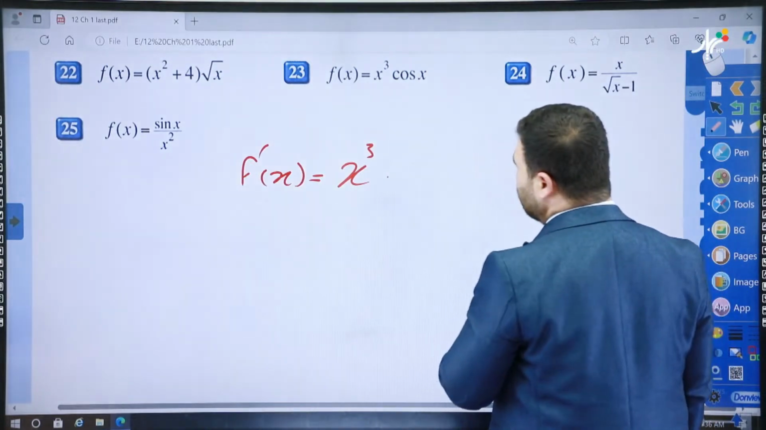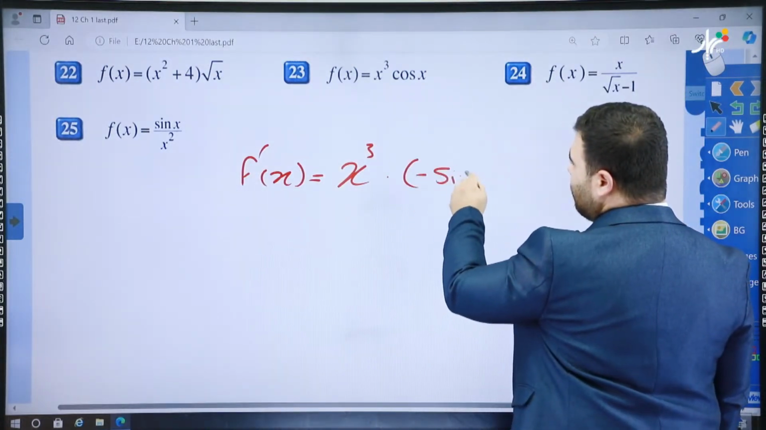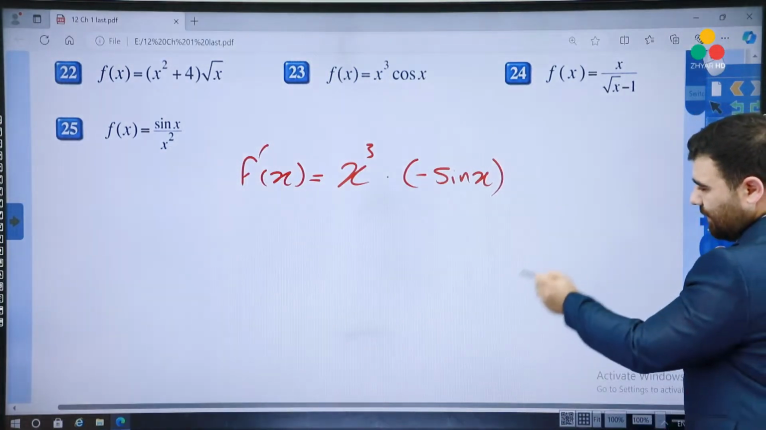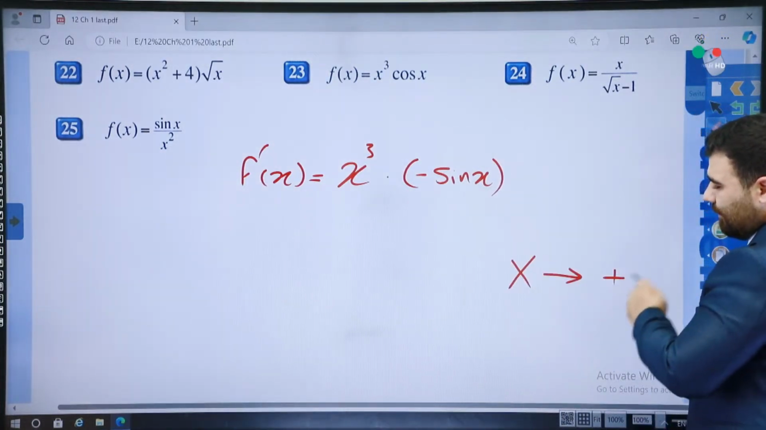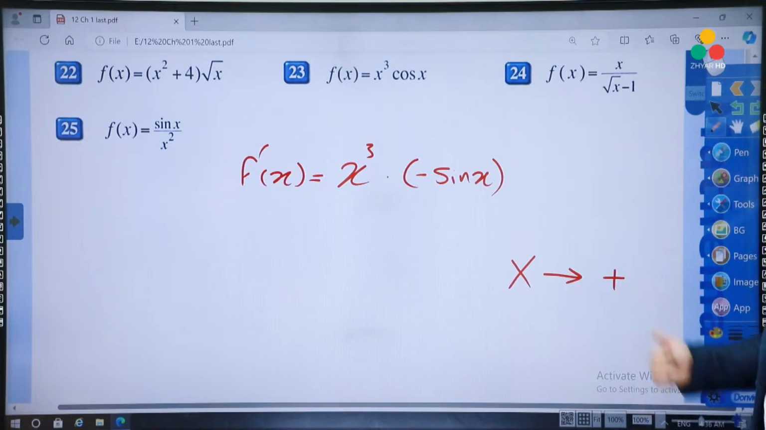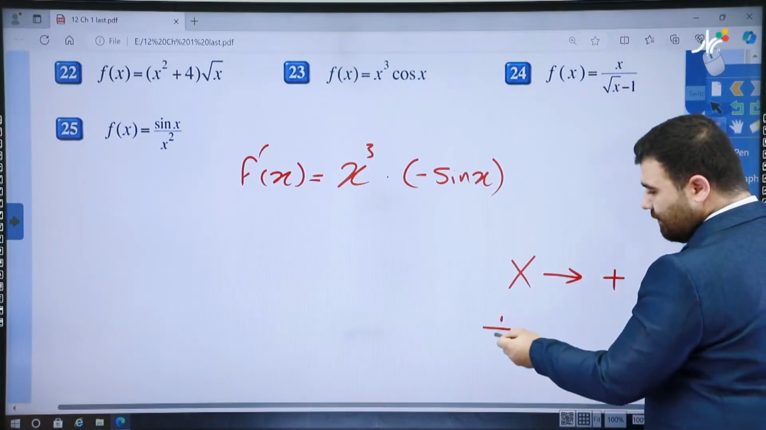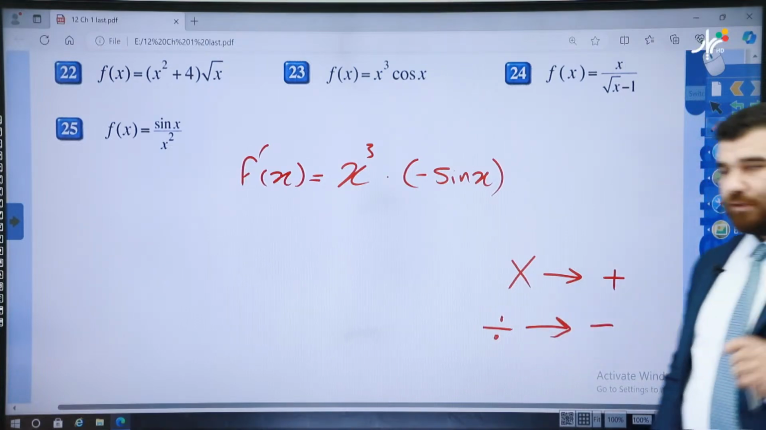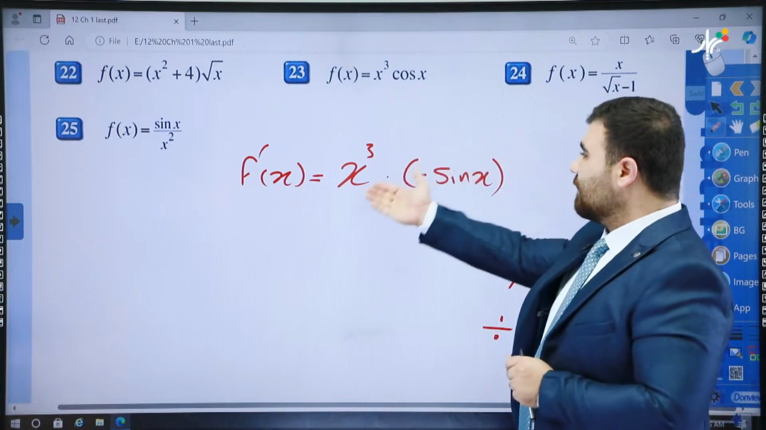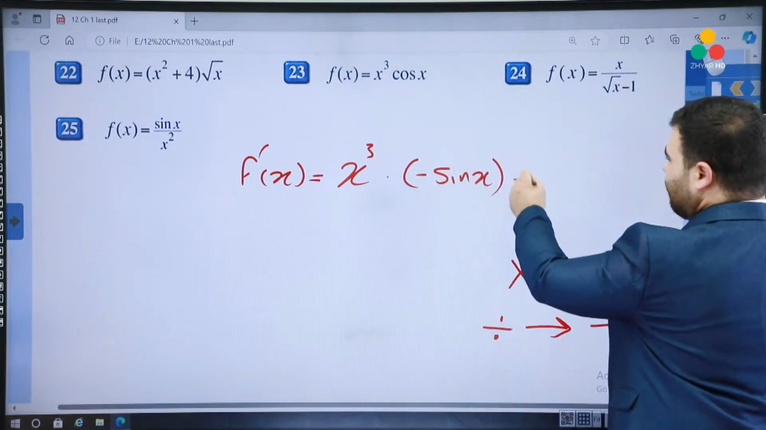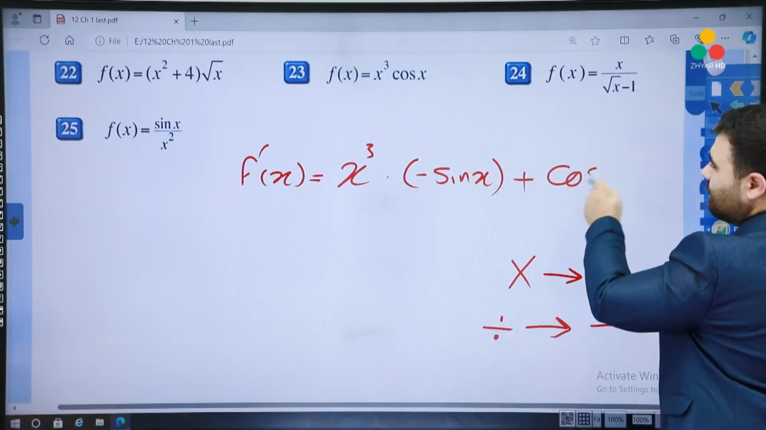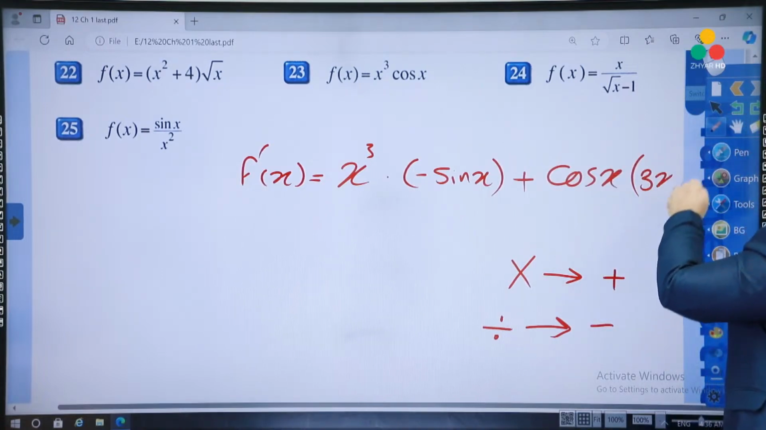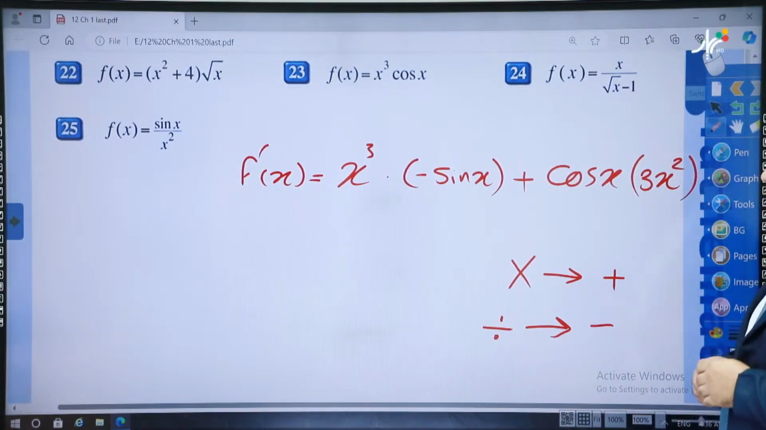What's the derivative of cosine? Negative sine x. In multiplication, because multiplication looks like plus, for the derivatives we write plus. In division or fraction, division looks like minus. In the rule it has minus between the two parts. Here, first times derivative of second plus second, which is cosine x, times derivative of first. Derivative of x power 3 is 3x power 2. This is the answer.